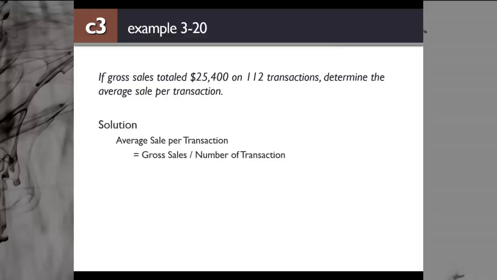Here the gross sales are 25,400, divided by 112. You can go ahead and practice it. How much did you get? That is $226.79. So your average sales per transaction turned out to be $226.79. Okay, so you try that, right? Always have the calculator and always try to do it together.